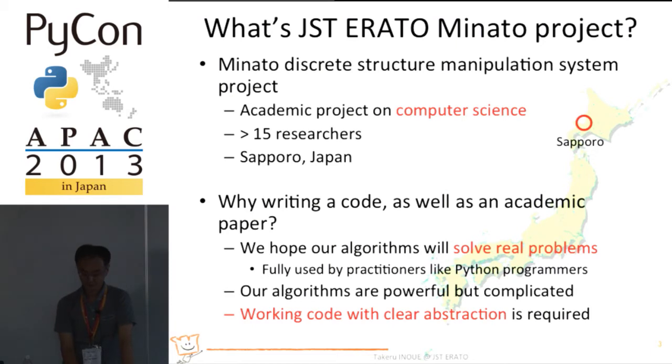But unfortunately, the algorithms are very complicated and not easy to understand. Of course, we published some academic papers describing the algorithms, but they are basically written in mathematical jargon, so they don't seem helpful. What we need is not only mathematics, but also working code with clear abstraction. This is the reason why we developed Graphillion.